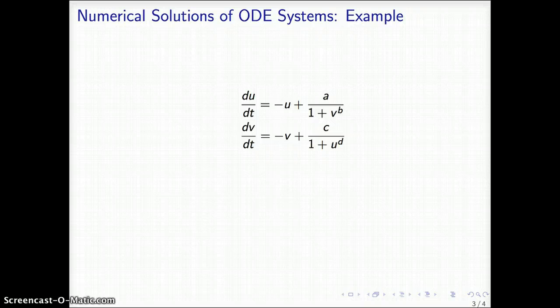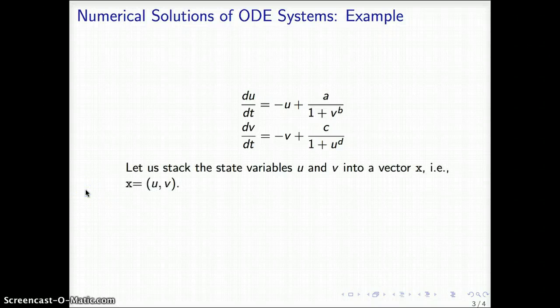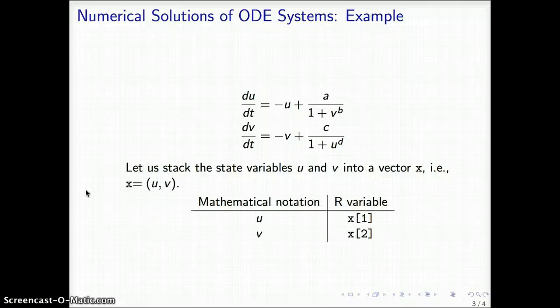Let's compute numerical solutions for this system of ordinary differential equations. Here the state variables are u and v, and the parameters are a, b, c, and d. An important thing to note is that we're going to make an equivalence. We're going to stack or store the state variables into a vector. Think of the state variables as a state variable vector. So we're going to think of u and v as a vector x.